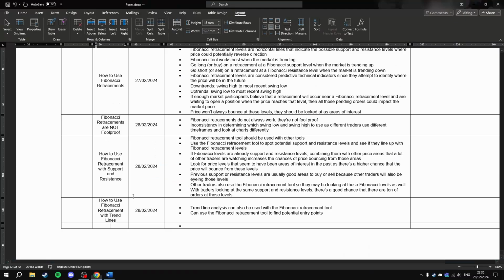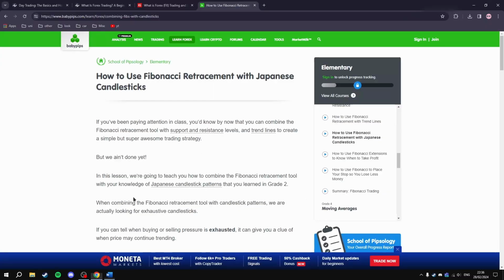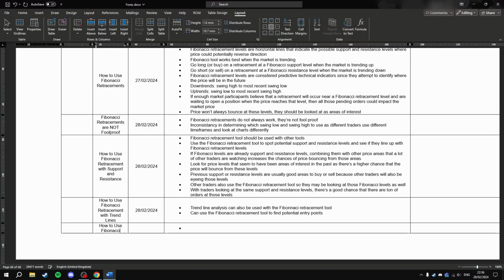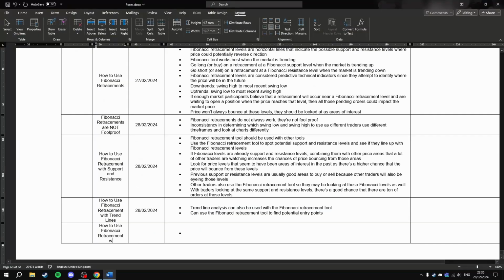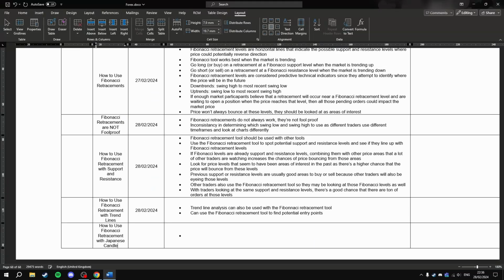Next one, how to use Fibonacci retracement with Japanese candlesticks.